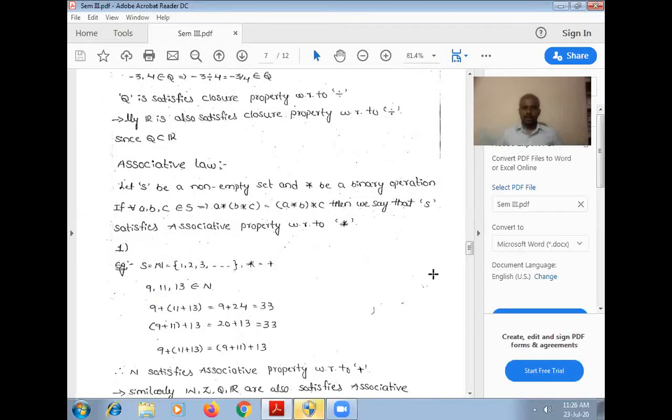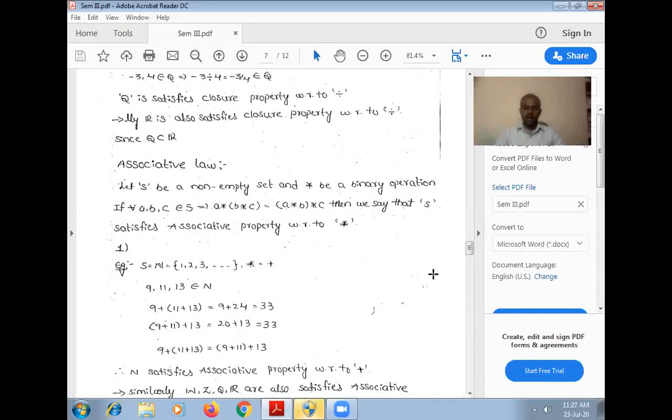So let's consider S is a non-empty set and star is a binary operation on S. I am taking any 3 elements in S, so a, b, c belong to S. Now, what is the property here? a star of b star c equals a star b of star c. If this is satisfied, then star is associative on S.